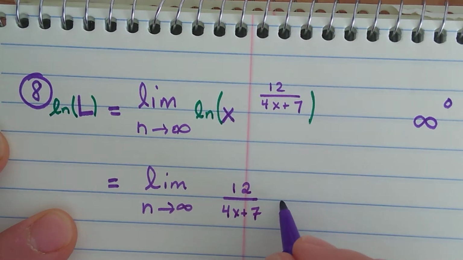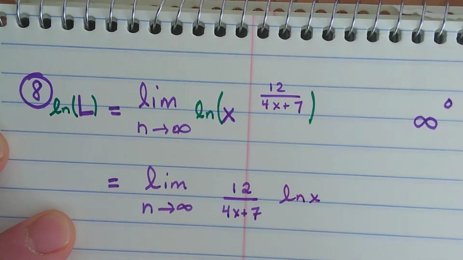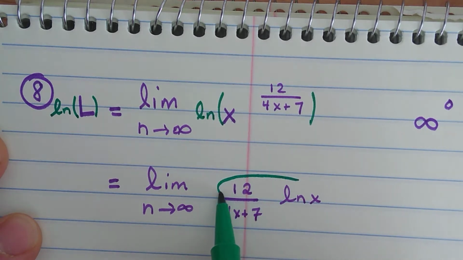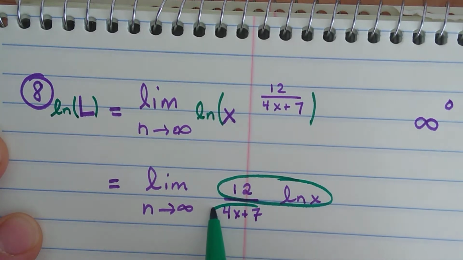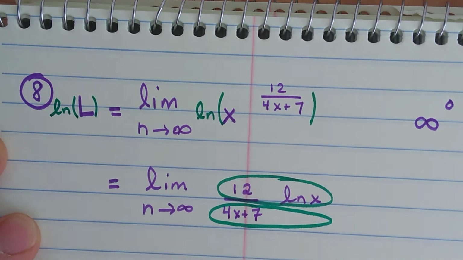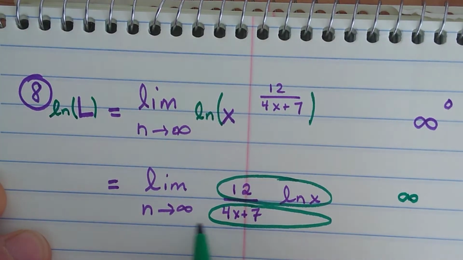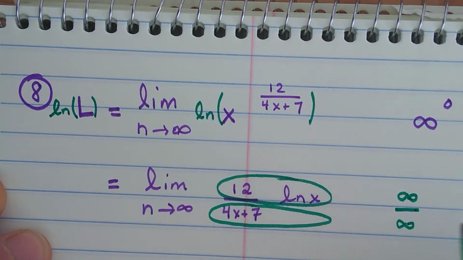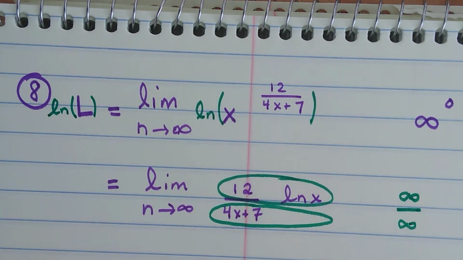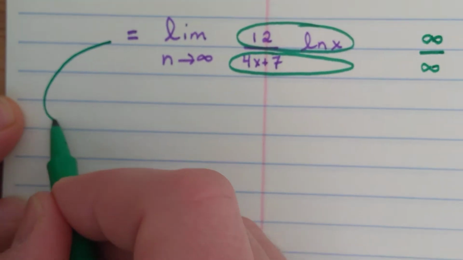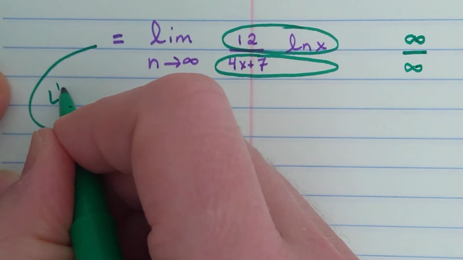and we're left over with this natural log of x, can you see that we now have a numerator and a denominator? The numerator is approaching infinity, the denominator is approaching infinity. We have infinity over infinity. Those are the conditions for L'Hopital's rule, and woo, it's time to take it to the hospital.